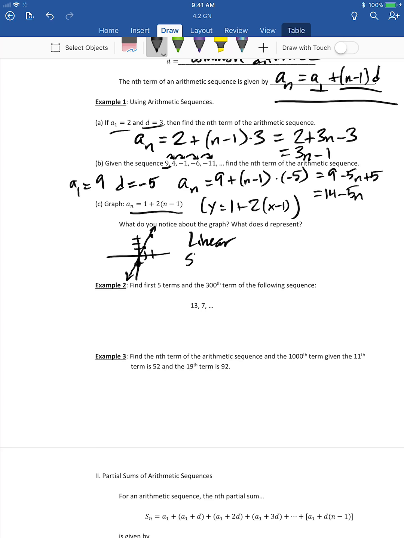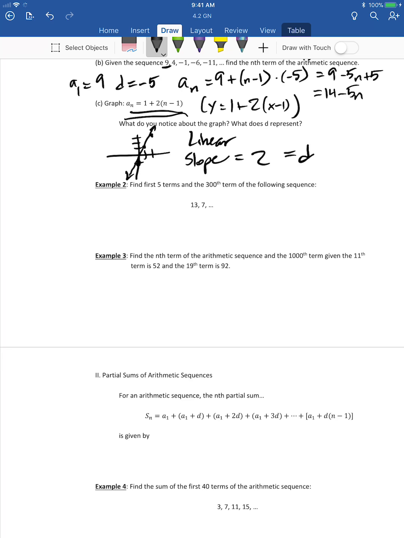And what is my slope? My slope is up 2 over 1. So my slope is 2. What was d in this nth term formula? D was also 2. So in general, an arithmetic sequence is representing a linear function, and the slope of that linear function is the common difference. It's d. So I just think that's interesting, and it helps us keep track of what an arithmetic sequence is, because next section we'll start talking about a different kind of sequence, and we want to be able to differentiate, to distinguish between the two of them easily.